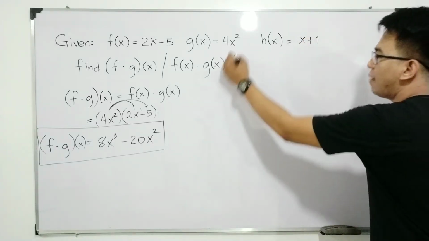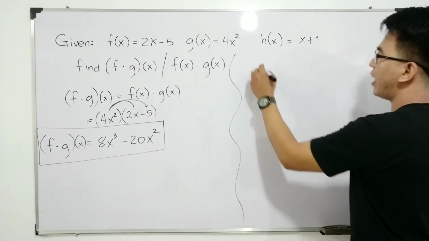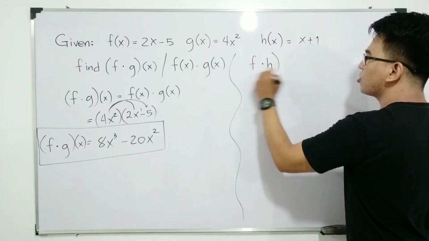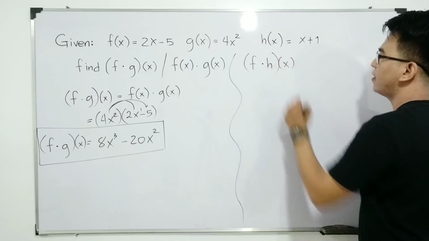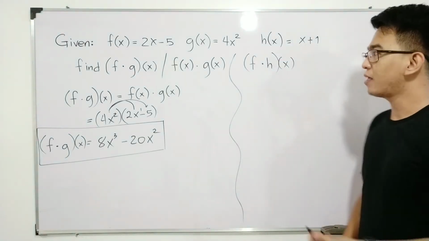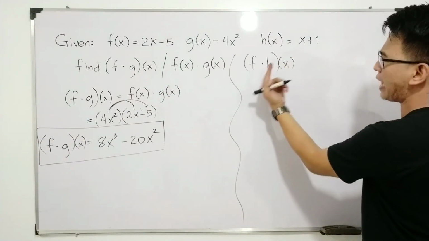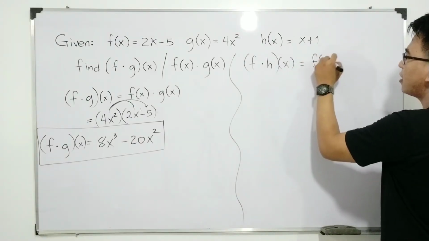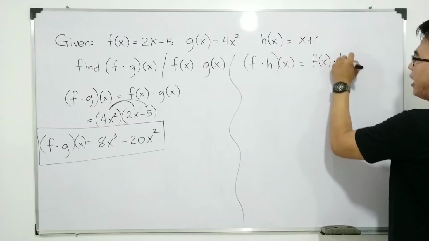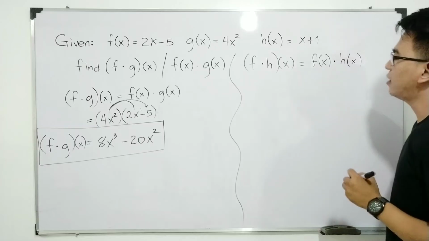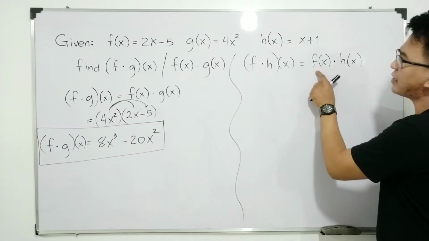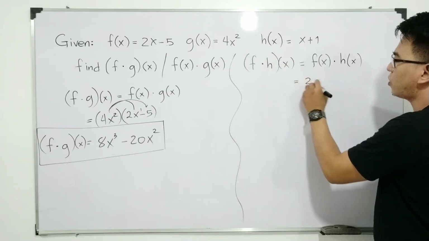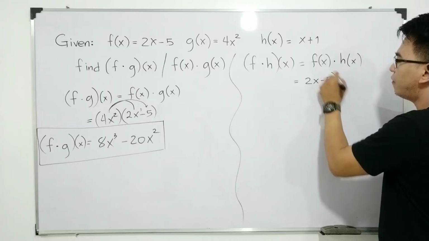What if, sir, ang pinahanap naman po sa atin ay f times h of x. Paano po natin gagawin yun, sir? Now, yung f times h of x natin is equal to f of x times h of x. Sir, paano po? You will replace f of x by 2x minus 5. So it will become 2x minus 5.